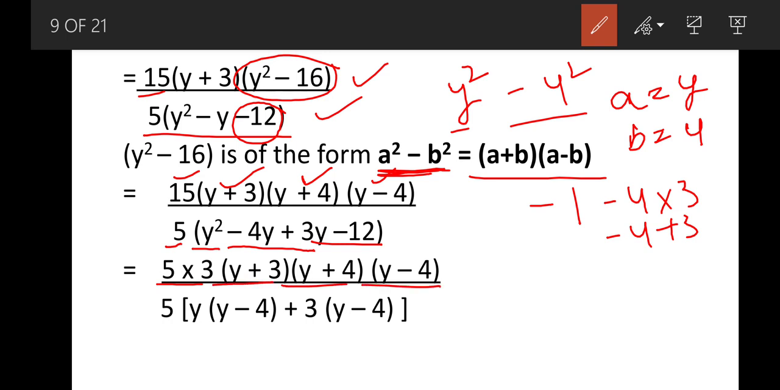Now talking about this, it will be 5y² minus 4y. What can I take common out of these two? y can be taken common. In the bracket what will be left? y minus 4. Now what is the common factor of 3 and 12? That is 3. What will be left inside the bracket? y minus 4.